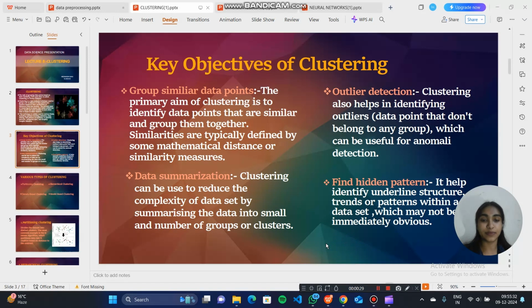Data summarization. Clustering can be used to reduce the complexity of data set by summarizing the data into a small number of groups or clusters. Find hidden pattern. It helps identify underlying structure, trends, or patterns within a data set which may not be immediately obvious.